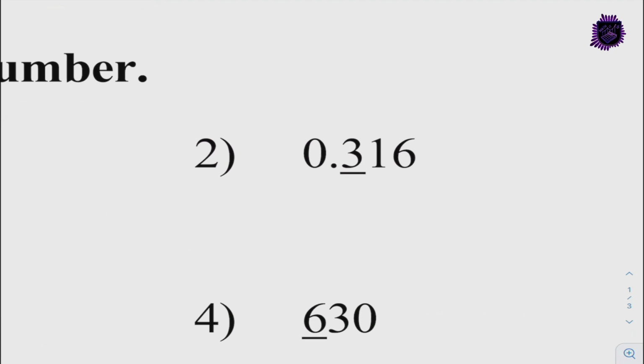Question 2, we see our decimal right here. And we are going to know that the underlined number is one number to the right of that decimal. And it goes tenths, hundredths, thousandths. But of course, our underlined number is number 3, which is in the tenths place value. So we're going to write tenths.